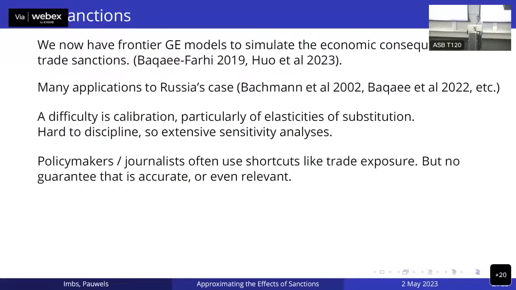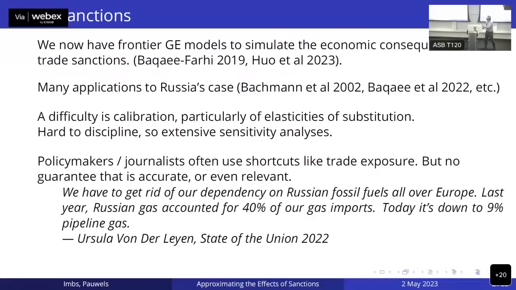As a result, it's not uncommon to see policymakers and journalists take shortcuts, do back of the envelope calculations, and give us headline figures that are typically based on direct exports relative to output or relative to GDP, looking at your country in a particular sector that's exporting or importing from the country's sector that you want to embargo or impose trade sanctions on, and work out what that means for your economy. This is an example here of a recent headline statistic that's been pulled out to tell us something about what the impact of trade sanctions would be on the EU.